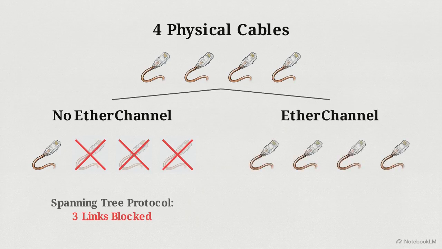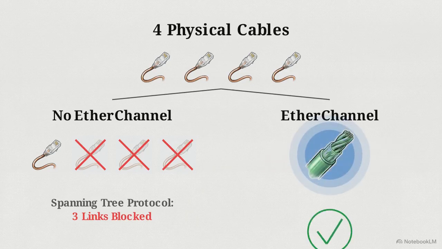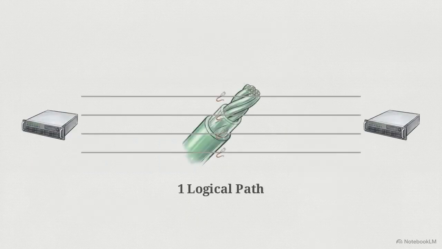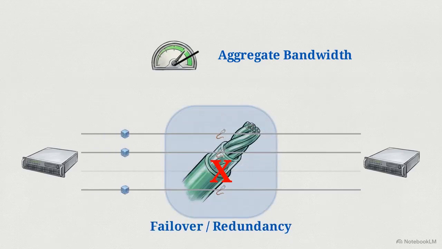If we configure a feature called EtherChannel, we trick the switches into treating those 4 separate physical cables as a single logical link. This logical bundle fixes 3 problems at once. Spanning Tree stays happy because it only sees 1 path. You get the aggregate bandwidth of all 4 links, and if 1 physical cable snaps, the logical connection stays up, routing traffic over the surviving ports.